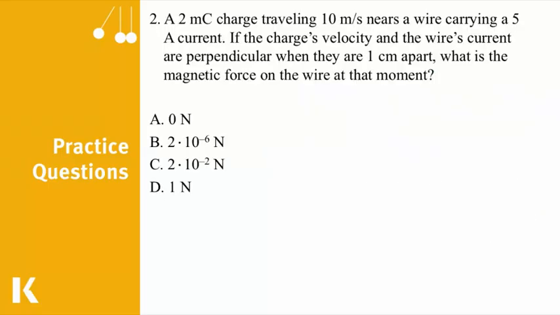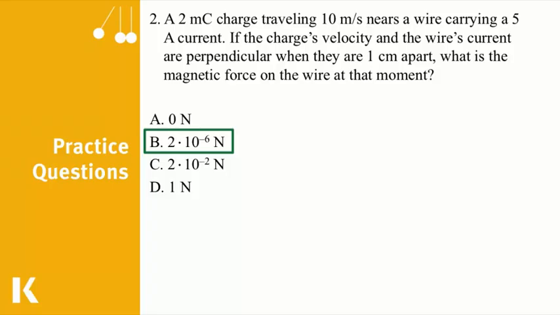Now take a look at question 2 and choose your answer. The correct answer to question number 2 is B. We have a 2 millicoulomb charge traveling 10 meters per second near a wire carrying a 5 amp current. If the charge's velocity and the wire's current are perpendicular when they are 1 centimeter apart, what is the magnetic force on the wire at that moment?